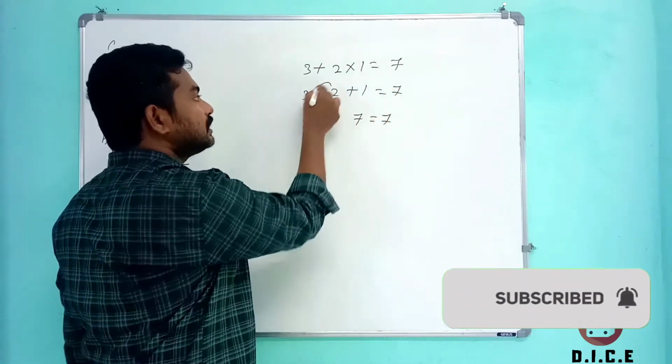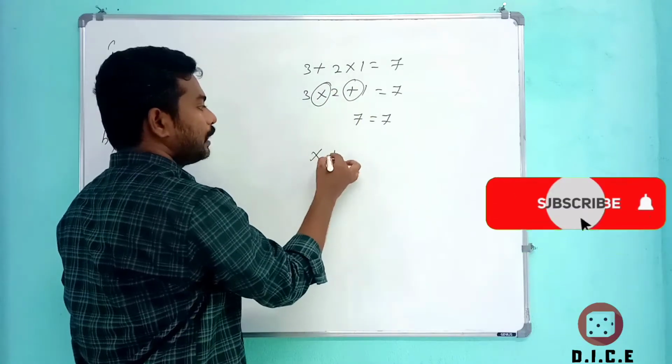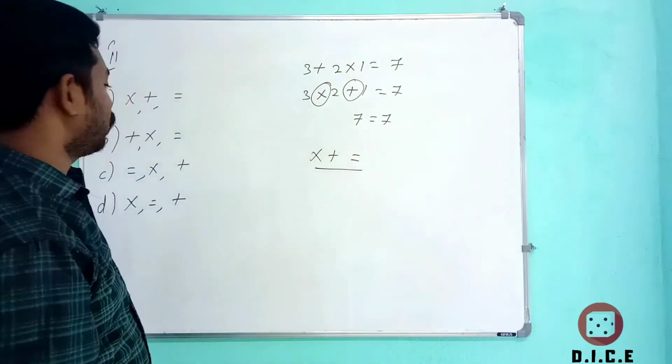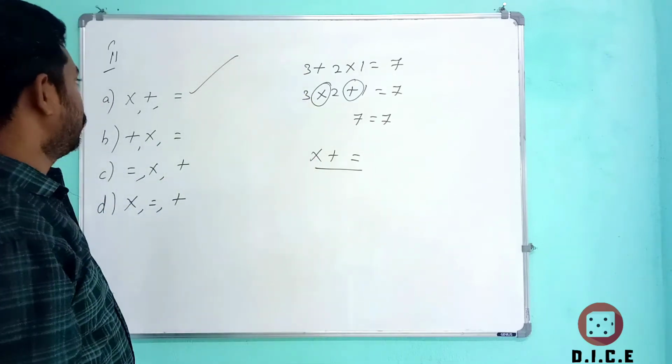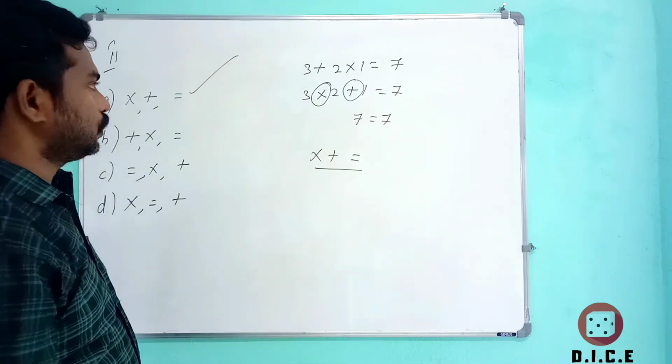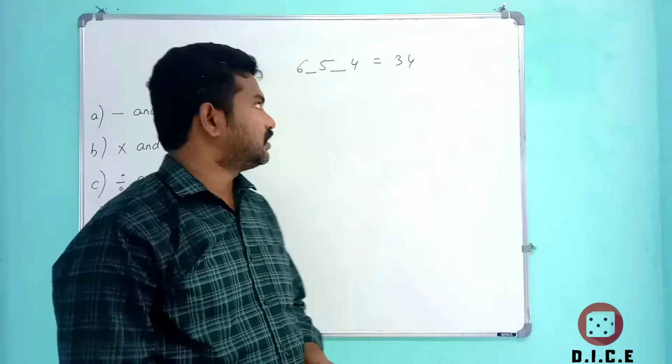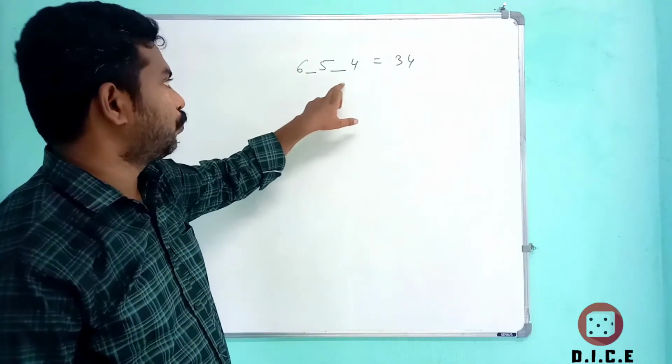So what are the changed signs here? Into and plus is equal to. Therefore, here the option is into, plus, is equal to. That is clearly in the options, option A. Into plus is equal to. So the answer is A. If you see the next question, 6 dash 5 dash 4 is equal to 34.